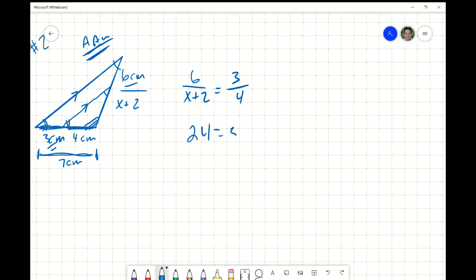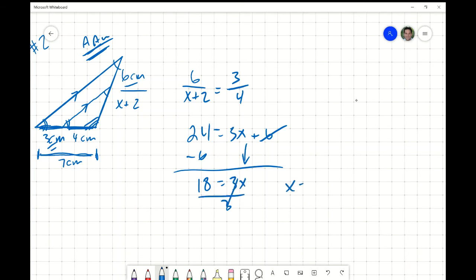3 times x is 3x, and then plus 3 times 2 is 6. All right, a couple of steps to solve. Subtract the 6 by doing the opposite and getting it across the equal sign. We got 18 is equal to 3x. Divide both sides by 3, and we get x is equal to 6. All right, so let's check that there as well.